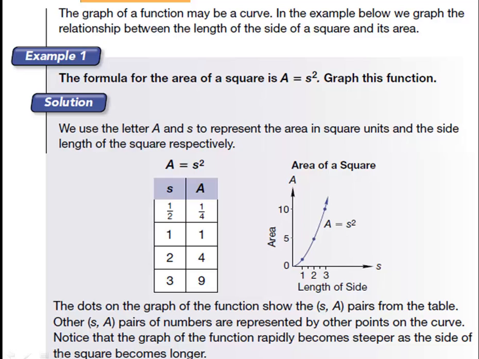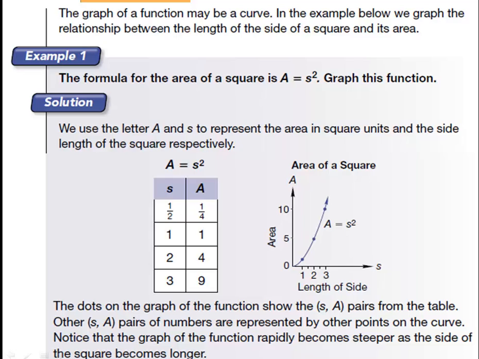So, a graph, a lot of times when we graph a line, it can be curved, not just straight. We've always dealt with just a straight line, but it can be curved. And in this example below, it is curved. The formula for the area of a square is the side squared, right? Area of a square is s squared. So we're going to graph that function. So area equals s squared.